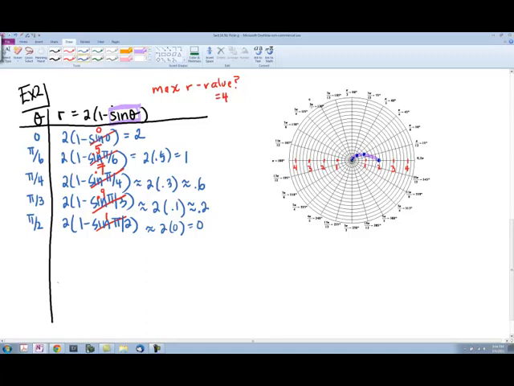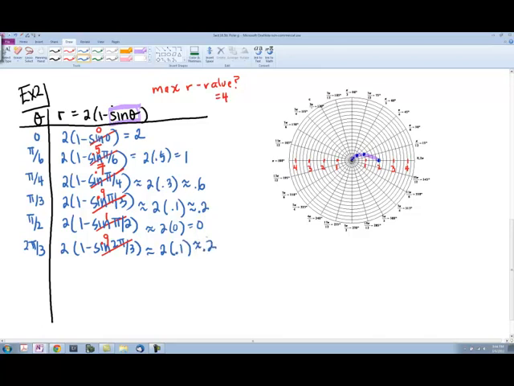Now let's see what's going to happen when we plug in the angle after pi over 2, which is going to be 2 pi over 3. So I'm going to have 2 times 1 minus sine 2 pi over 3. Well, what is sine 2 pi over 3? 0.9. So you may notice that the numbers are simply going to get larger again.